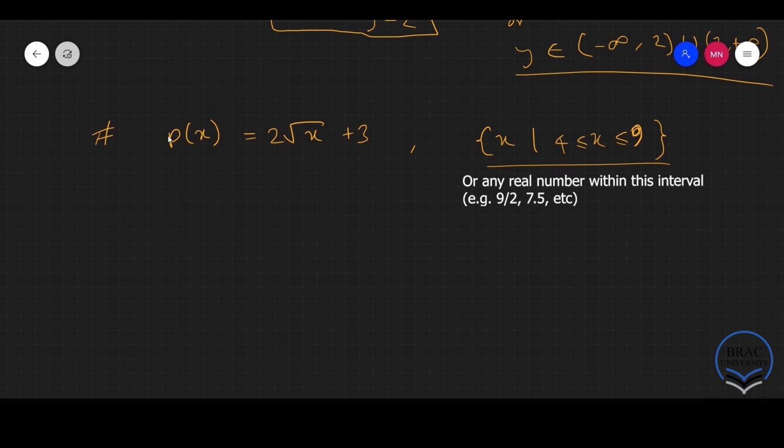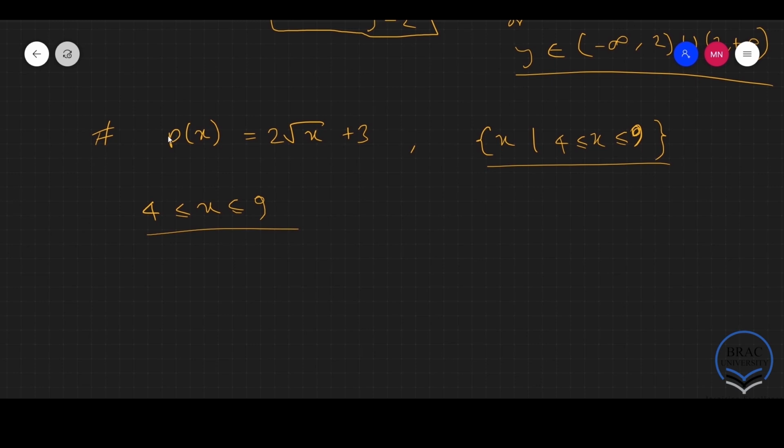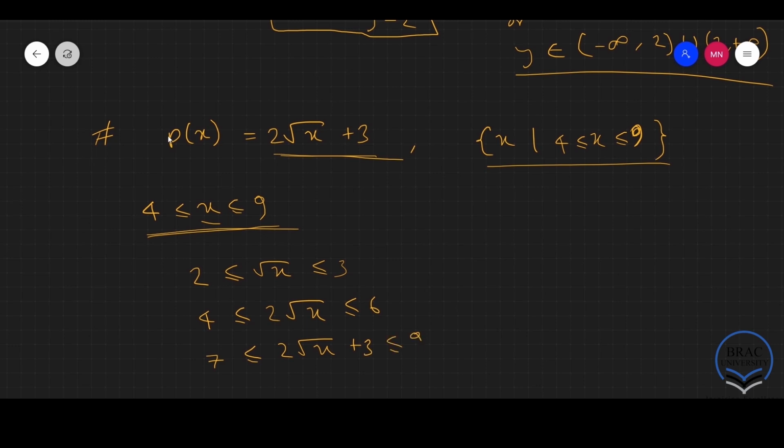So how do we find the range for this? What we can do is just manipulate this inequality. We can first take the square root of this inequality, then multiply it by 2 and then add 3, so that the middle part resembles the function itself. First of all, we take the square root on all sides, giving us 2 square root of x. And then we multiply by 2, so we get 4 less than or equal to 2 times square root of x less than or equal to 6. And all we have to do is then add 3. So 4 plus 3, we have 7, 2 square root of x plus 3, and 9.